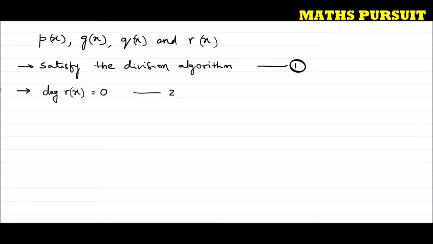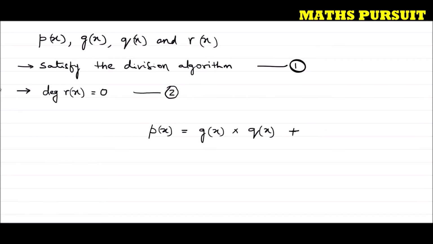Now let's see how we are going to frame a polynomial so that it satisfies these two conditions. Before moving to frame a polynomial, let us try to understand this. We know that the division algorithm is denoted by p(x) is equal to g(x) into q(x) plus r(x).